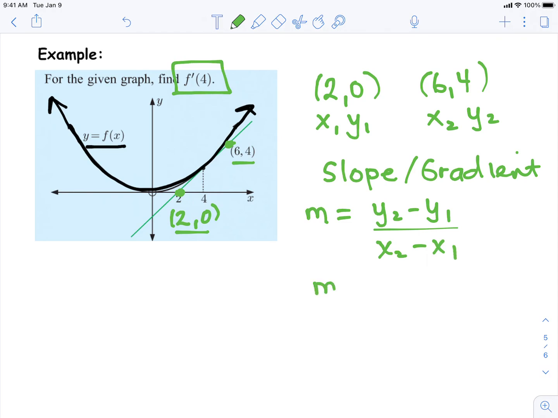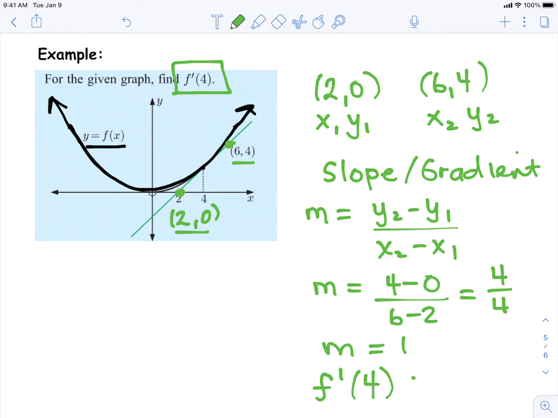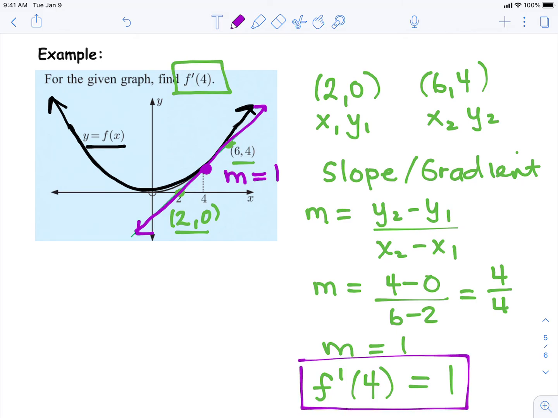Then we'll sub in 4 minus 0, 6 minus 2. Simplify the numerator and the denominator, and m equals 1. So then f dash 4 is 1. So the slope of this line, this tangent line, at 4 is a slope of 1. So our answer is in the purple box.